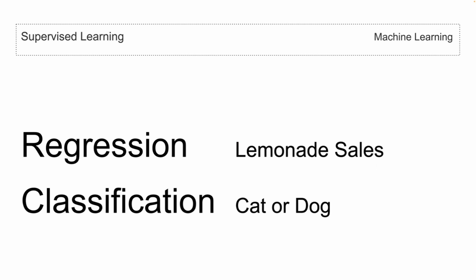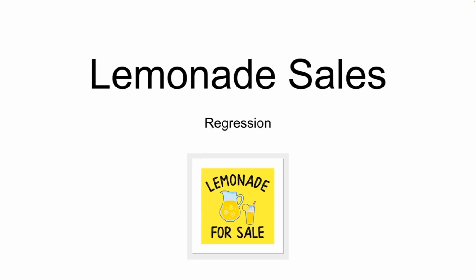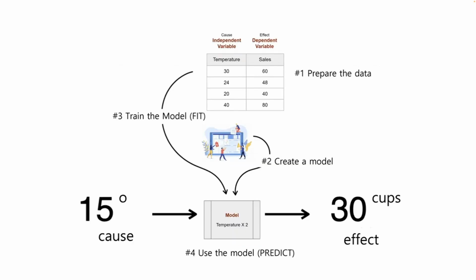And yeah, so regression is like looking back at the previously known data and using the previously known data to predict the future. And classification is literally the word: the cat or dog is saying, this is this, and this is that kind of thing. Lemonade sales is a regression model.